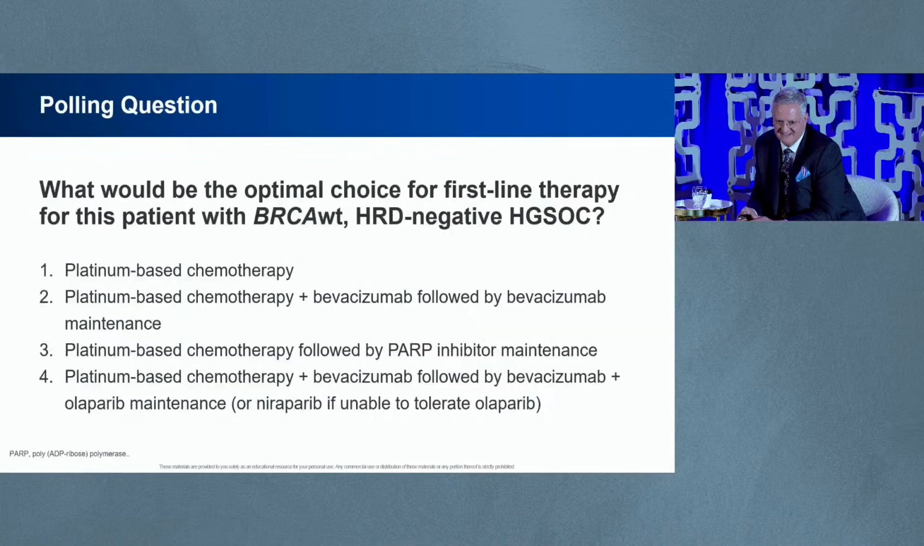How do you treat her? What would be your optimal choice? She has a BRCA wild type tumor, HRD negative, high-grade serous cancer. Number 1, platinum-based chemotherapy. Number 2, platinum-based chemotherapy with bevacizumab, concurrent and maintenance. Number 3, platinum-based chemotherapy followed by a PARP inhibitor as maintenance. Number 4, platinum-based chemotherapy with bevacizumab followed by bevacizumab and olaparib maintenance, or niraparib if unable to tolerate olaparib.